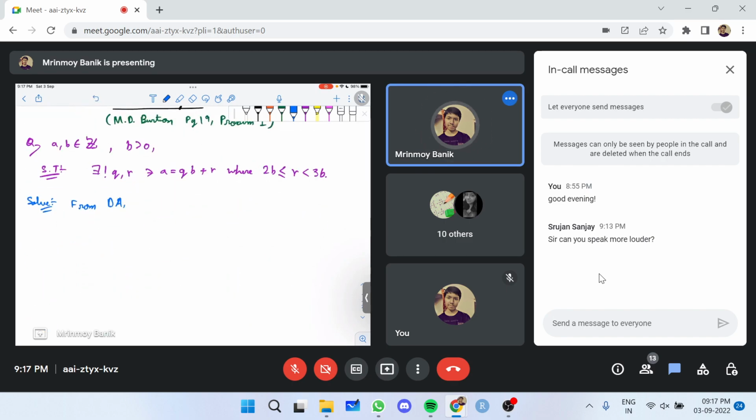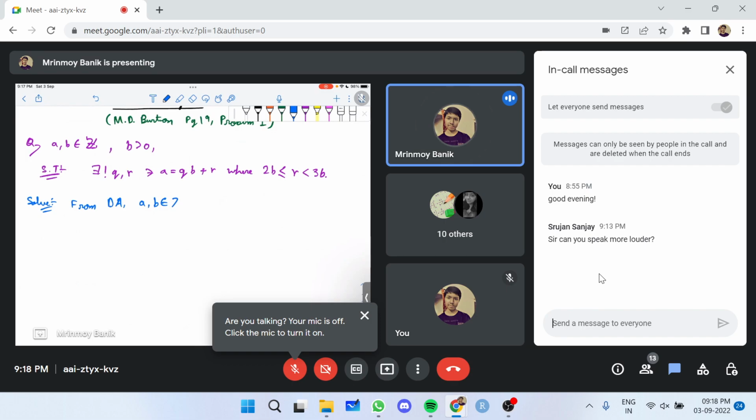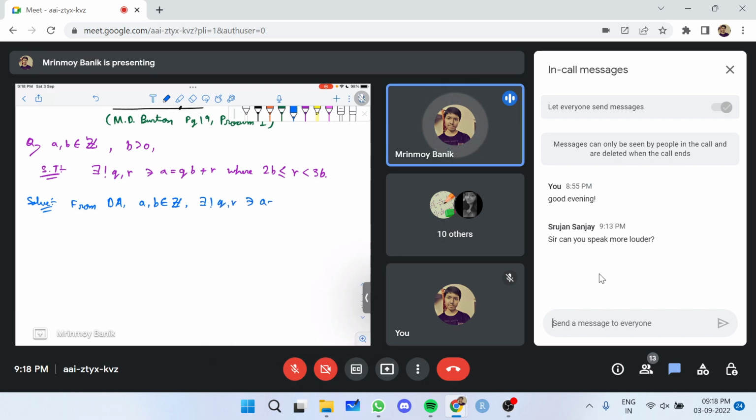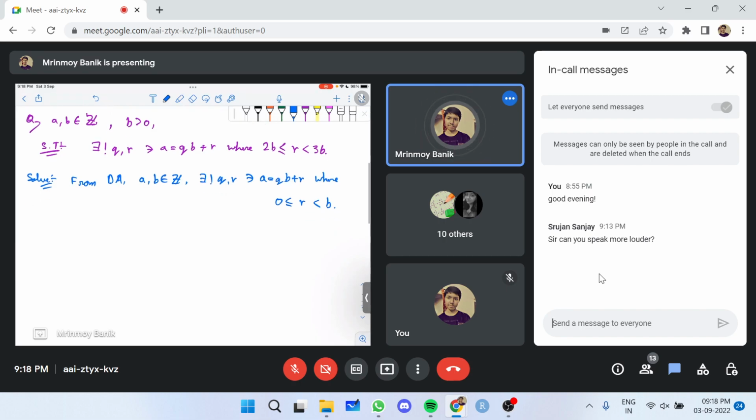So from division algorithm, if we have two integers a and b, then we know there exist unique integers q and r such that a equals qb plus r, where 0 is less than or equal to r less than mod b. Have they said anything about r being positive? Nothing as such. Okay. So this is what division algorithm gives us.